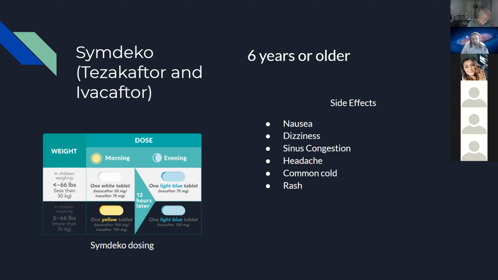So with this one, they did a forced expiratory volume measurement, which measures how much air a person can exhale in a forced breath in 1 second. And in a 24-week test, there was an average lung function increase of 4%.